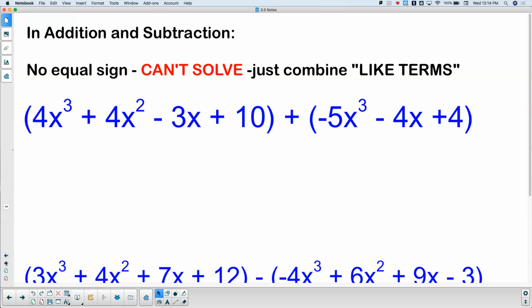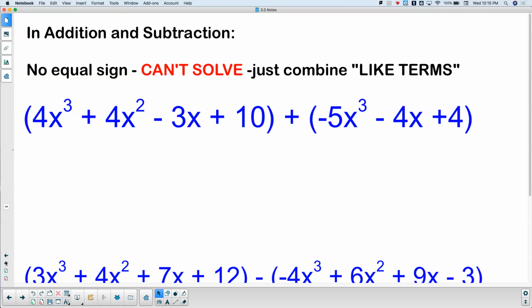In addition and subtraction. Okay, so those are the two easy ones. We're talking today that we are going to have all expressions. Expressions don't have an equal sign, so I can't solve today. So all we're doing is we're combining like terms.